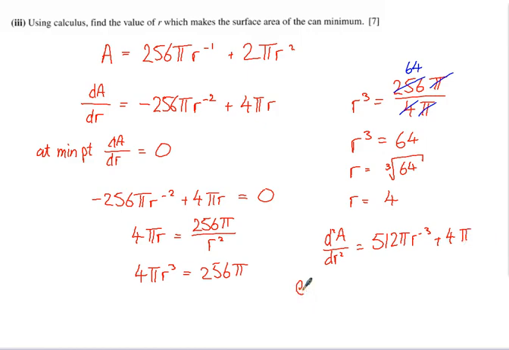And at r equals 4, our second differential, d squared A by dr squared, is equal to a positive value, because this is 512 pi over r cubed, which is a positive value. 4 pi is a positive value. When we add them together, we get a positive value. A positive second differential implies a happy face, which is a minimum point. So we have the minimum surface area when r equals 4.